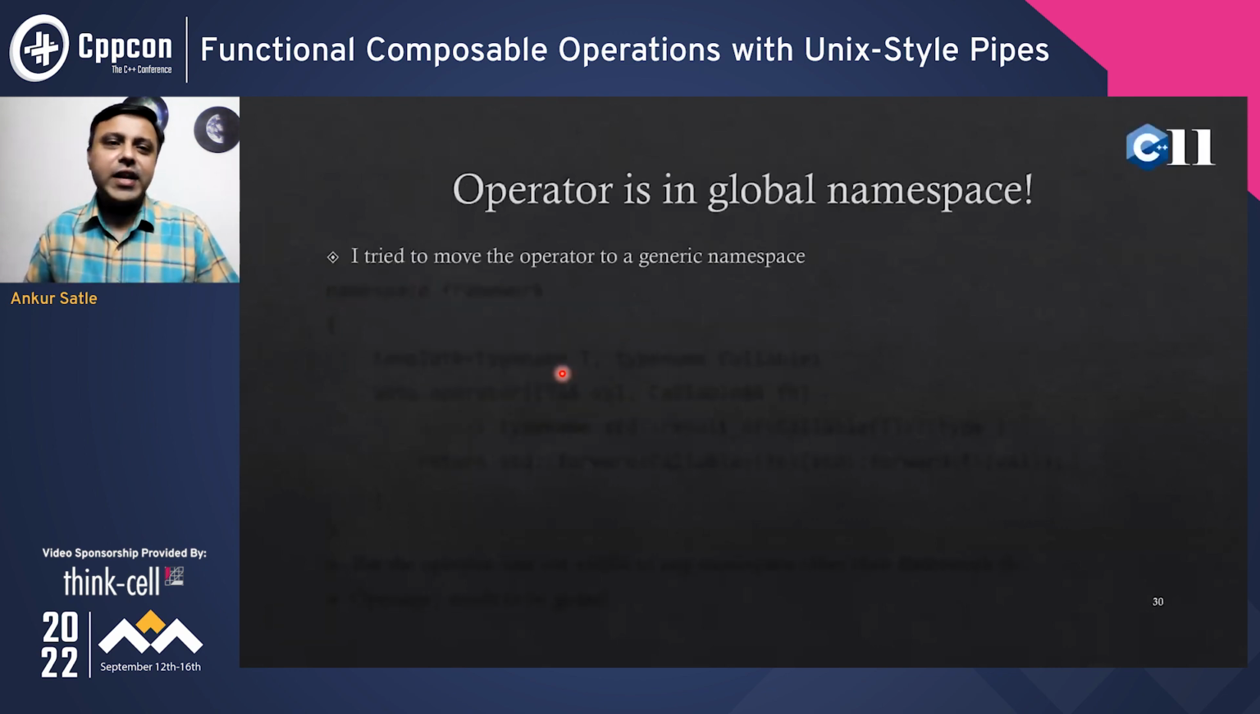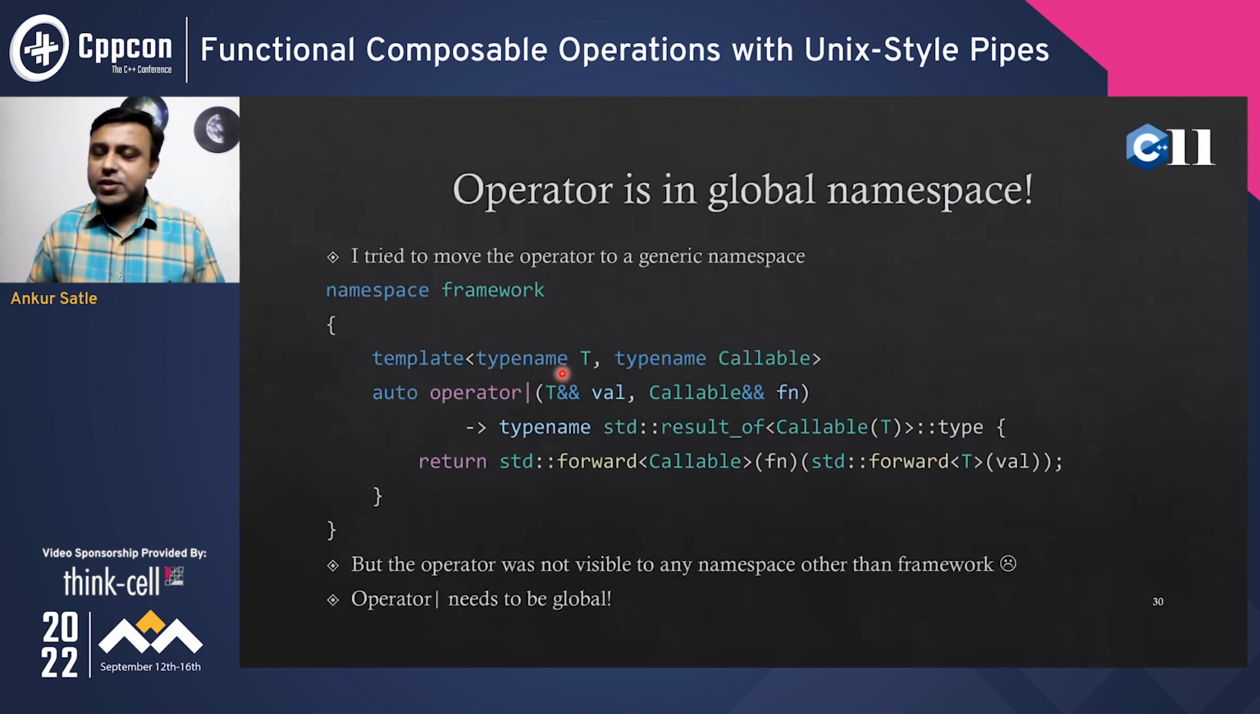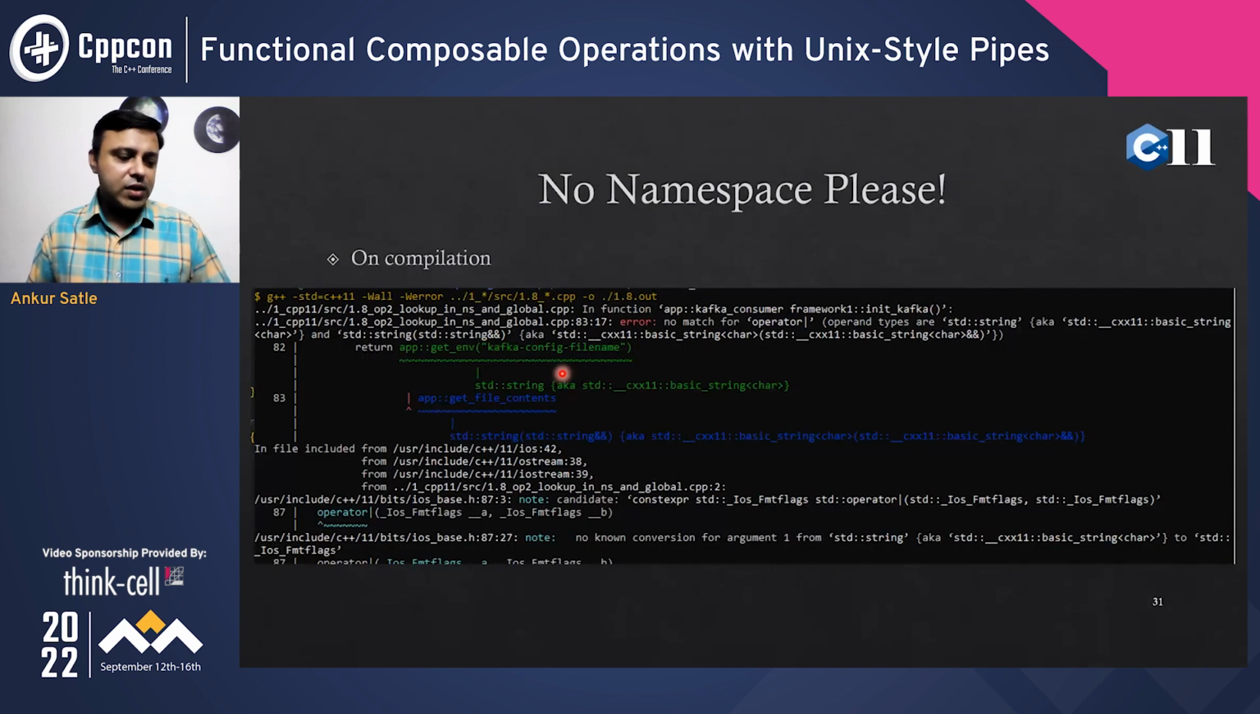Okay. Now, what are the variations that could be possible? Just to cover the landscape fully. You could try to move the operator to a generic namespace, I did that. I didn't like to add this operator to the global namespace, but it's not possible. When you do that, the operator is not visible in contexts other than that namespace. So I had to go back to making the operator global. You just get no operator matches outside that namespace.